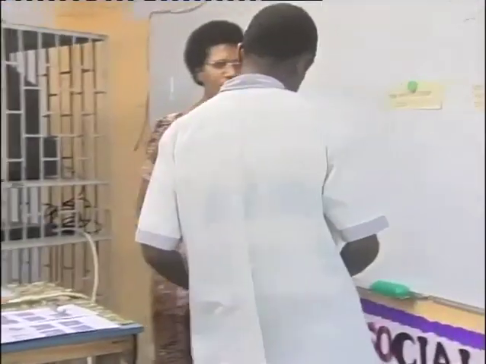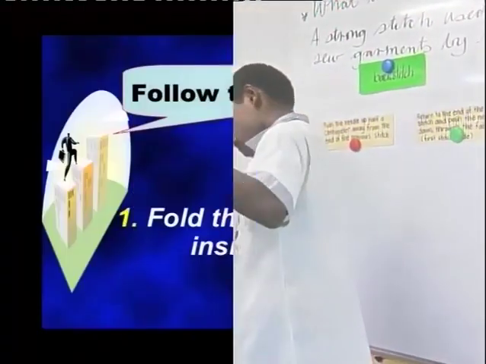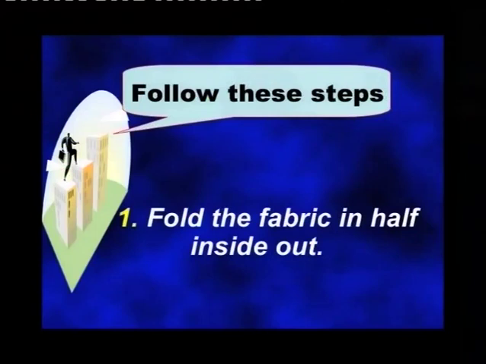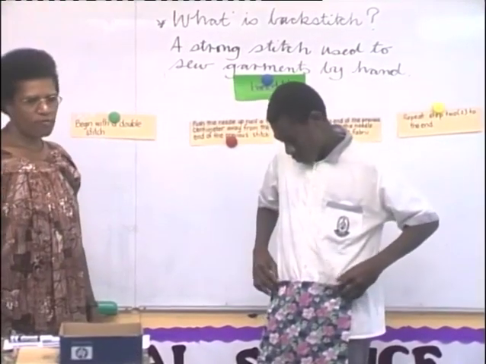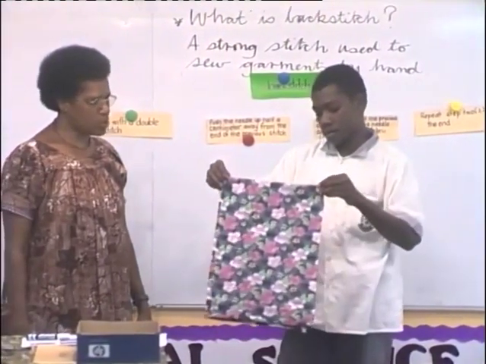Now, what does the first step say? Fold the fabric in half, inside out. Okay, fold the fabric in half, inside out. I'd like you all to do that. Hold it all down first. Fold your fabric in half inside out.